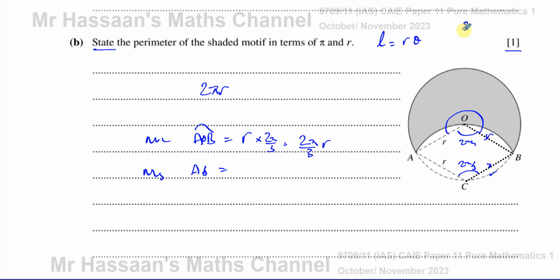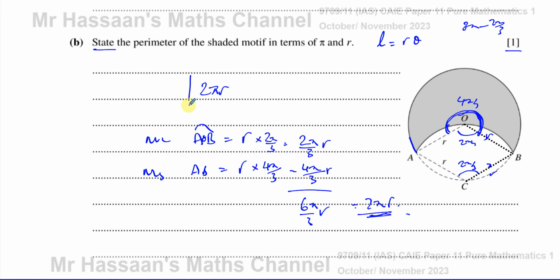360 minus that. So 2 pi minus 2 pi over 3, which is 6 pi over 3 minus 2 pi over 3, which is 4 pi over 3. So this angle here, from there to there, is 4 pi over 3. So if I was to work out the length of this arc, I would use r times 4 pi over 3, which gives you 4 pi over 3 r. If I add them together, what do I get? I get 6 pi over 3 r, which is 2 pi r.